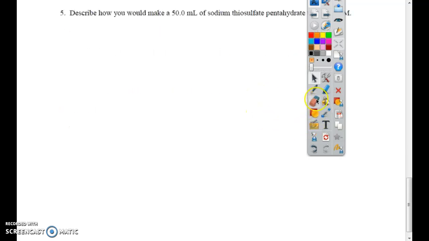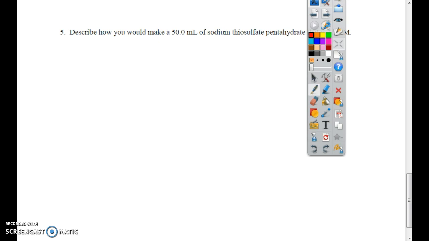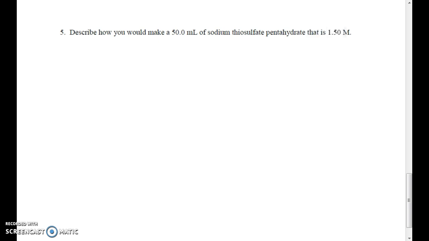Now I'm going to jump down to this one. Describe how you would make a 50.0 milliliter solution of sodium thiosulfate pentahydrate that is 1.50 molar. Now, a lot of times, people would see this compound and they just would get completely confused and not even know where to start. Take it apart.